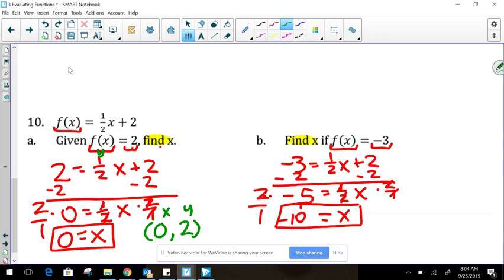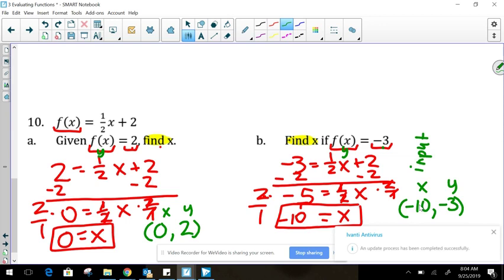What does this mean? Let's write it out as a point. X comma y, my x value that I just found is -10. My y value that they gave me at the start of the problem is -3. So this point here, -10 comma -3 is a solution when the output is -3. So remember, this is our input. You want to write that in, remind yourself, y is our outputs.